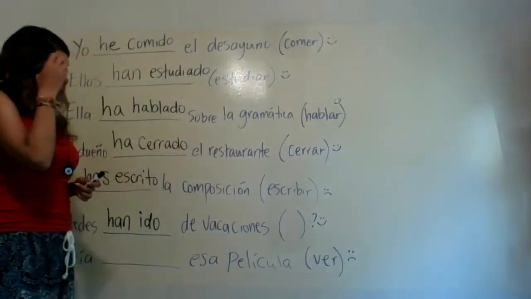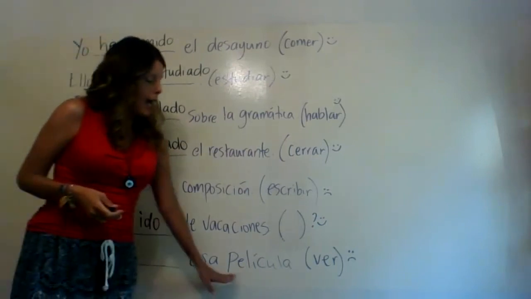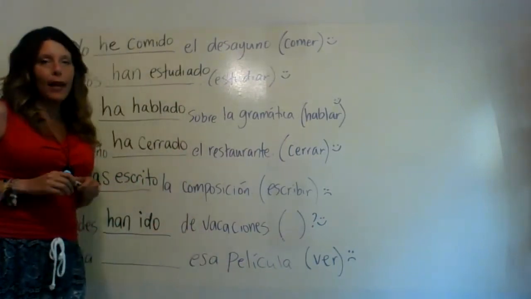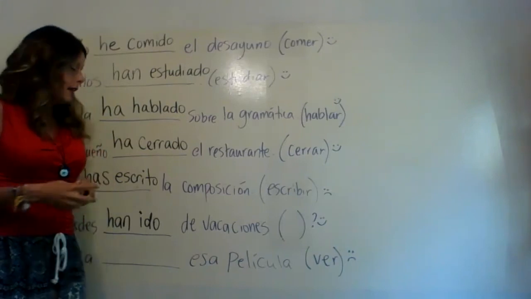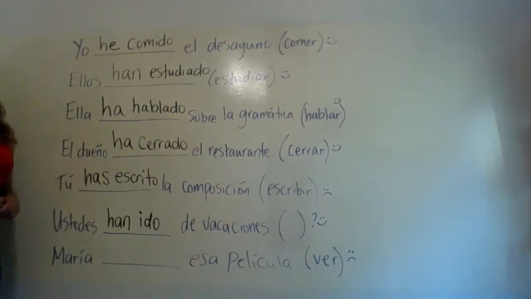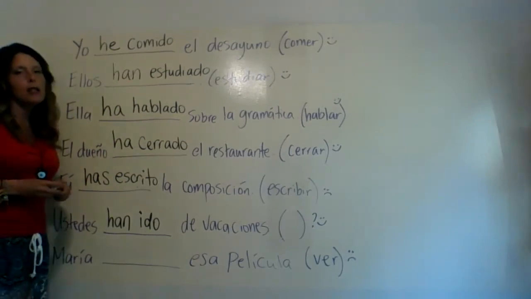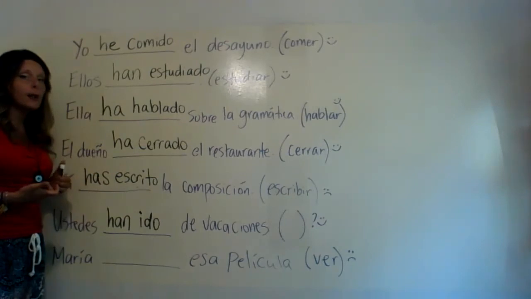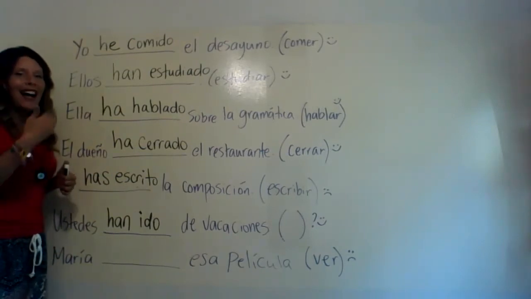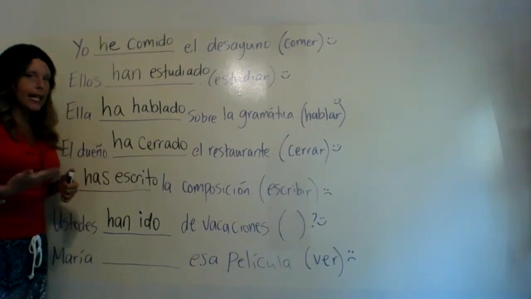And esa película means that movie. And who? Maria. And so probably this sentence, if ver means to see, is trying to say with the present perfect something like, Maria has seen that movie. Maria has seen that movie.